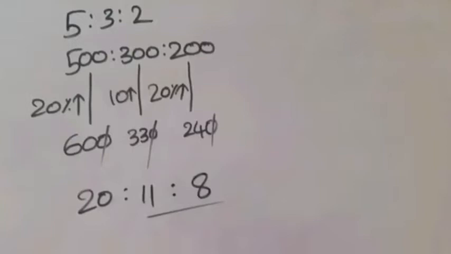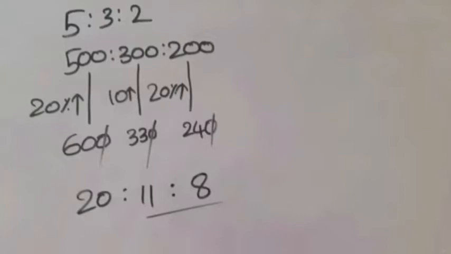So if we cancel the ratios, we get 20 is to 11 is to 8 as our answer. So hope you understand this easy process, and if you have any queries, comment below. Okay, so let's move forward to the next question.